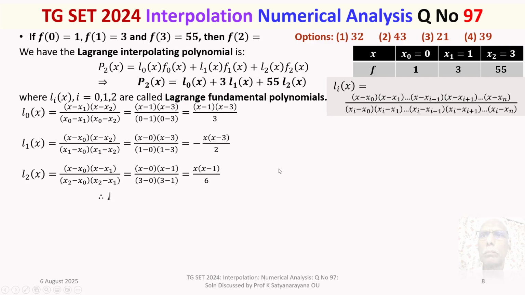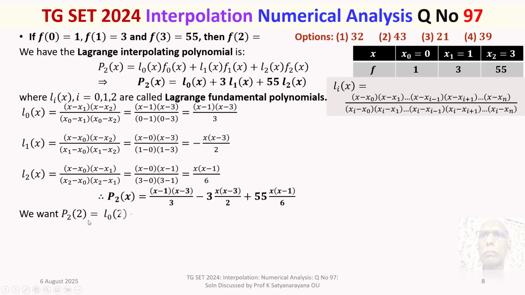Right. Now the Lagrange interpolating polynomial P2 of x is x minus 1 into x minus 3 by 3 plus 3 times L1 of x. L1 of x is minus x into x minus 3 by 2. So, minus has come here. And plus 55 into L2 of x, x into x minus 1 by 6. We got it. What is that we want? We want P2 of 2. That means wherever there is x, you go back here.